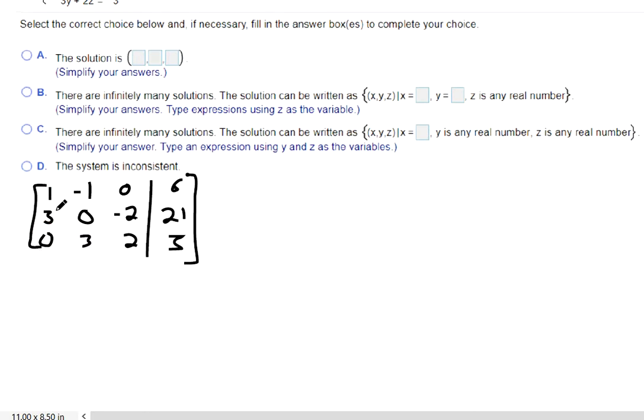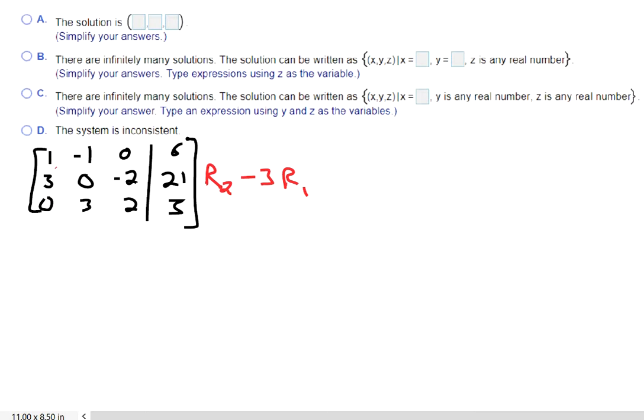This is already a 0. That's good. To make this be a 0, one tool we have up our sleeve is that we can take row 2, this row, and then we can subtract 3 times row 1. Because 3 times 1 makes 3. 3 minus 3 would make 0. We'll keep all the other rows the same.